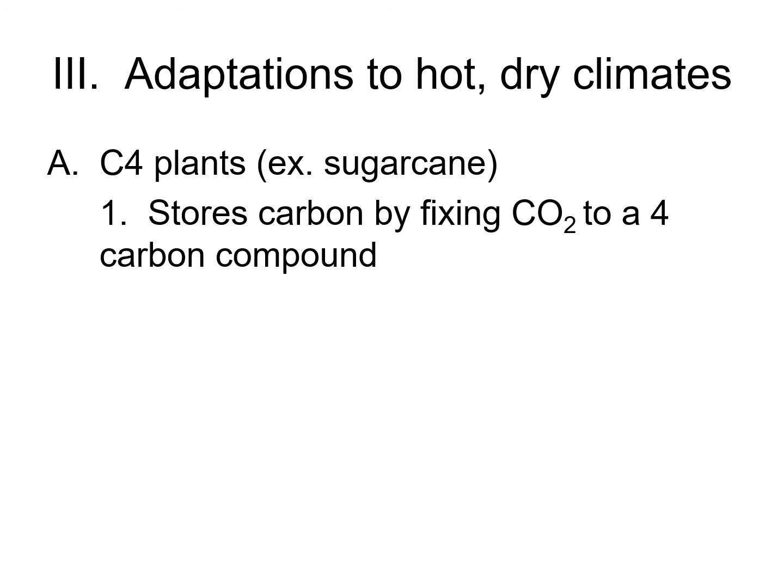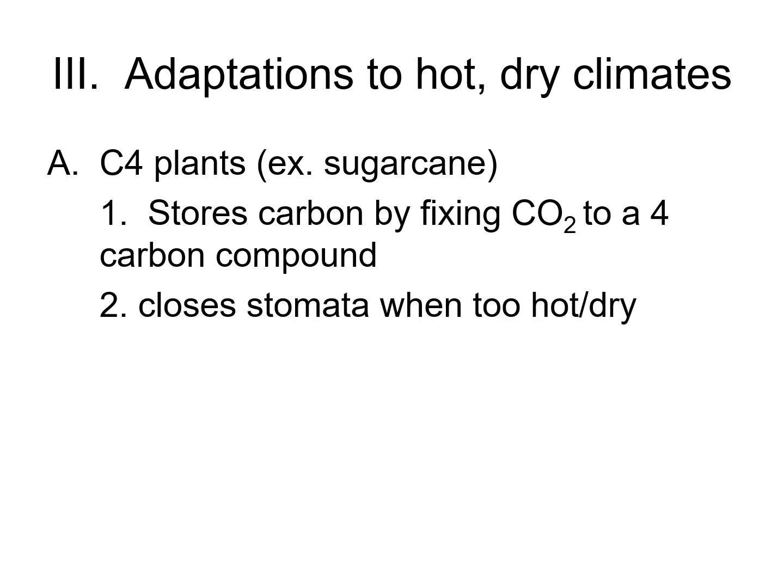C4 plants build up a reservoir of carbon by fixing CO2 prior to the Calvin cycle, creating a 4-carbon organic compound that can later be broken down into CO2 and provide the carbon that will allow the Calvin cycle to continue even if they have to close their stomata. So they can close their stomata when it's hot and dry and still have this prefabbed reservoir of carbon in the form of these 4-carbon compounds.